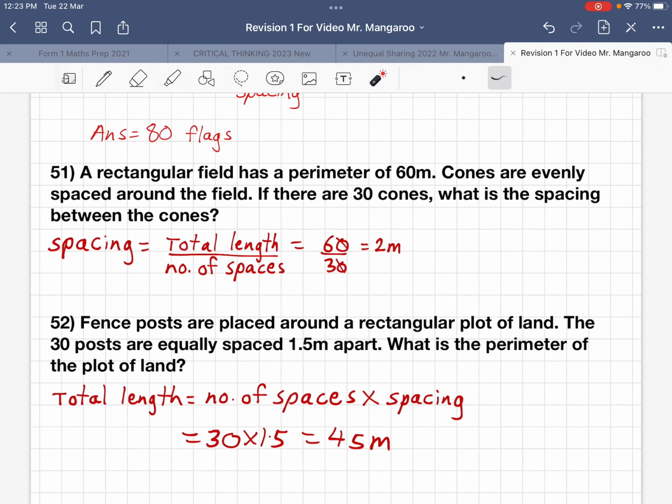52. We have to define the total length. 30 posts, so we have 30 spaces, each spaced 1.5 meters. So the spacing is 1.5 and the spaces is 30. So we multiply them to get the total length or perimeter, which is 45 meters.